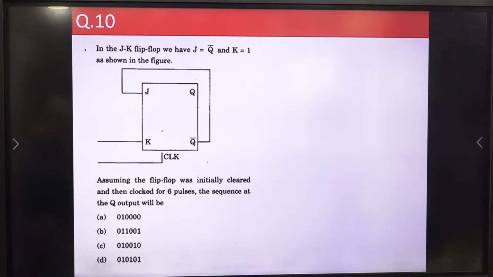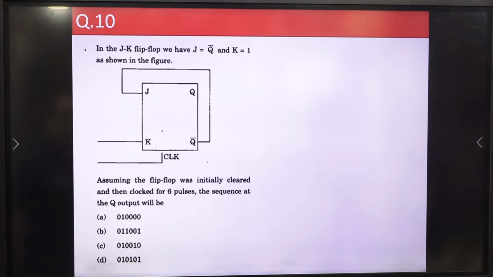Anyone who got the answer to this question, please tell me. Write your answer in the chat box. Very simple question and very easily you can write the answer.